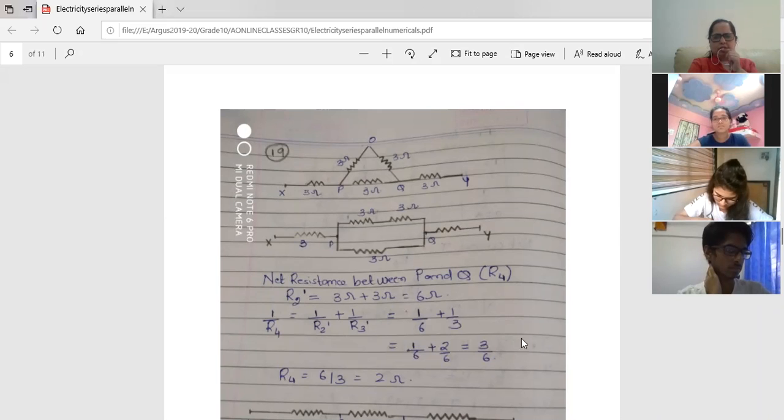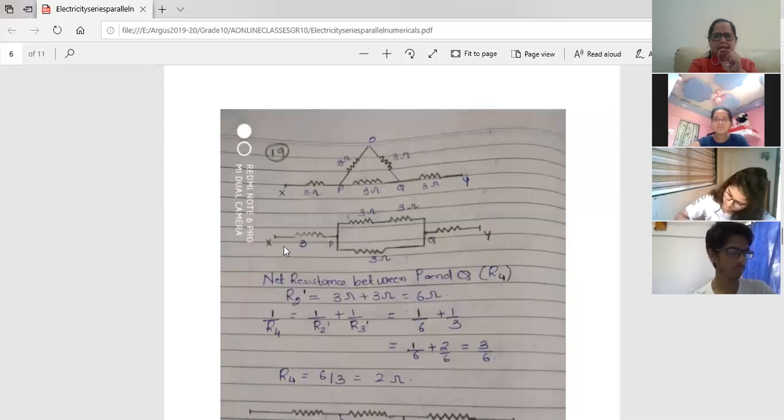So 1 upon 6 plus 2 upon 6. So it becomes 3 upon 6. So this R4 will become the reciprocal. So 6 upon 3. So it will become 2 ohms. Okay. So R4 is 6 upon 3. So 2 ohms. So R4 has become 2 ohms. So that is the resistance of this, right?